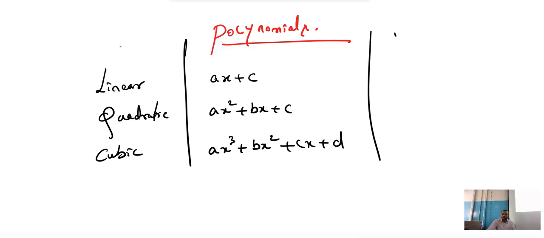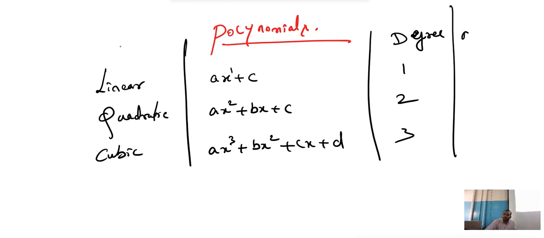Now, what is the degree of linear polynomial? The degree of a linear polynomial is 1. It is the highest power. See here, the x power is 1. If nothing is there on the power side, then you have to assume it is 1. So it is a linear polynomial. Quadratic, highest power 2. Cubic, highest power 3. That is called the degree of the polynomial.